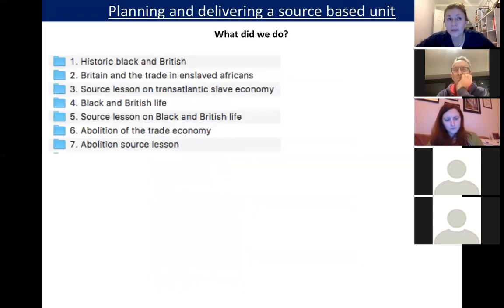We had a unit on the slave trade, which we knew needed reworking. It was really old school, wasn't very good. It was very backwards in terms of it was 20 years ago style teaching of the slave trade, and we wanted to kind of update that. So we decided to deliver a unit on being Black and British.